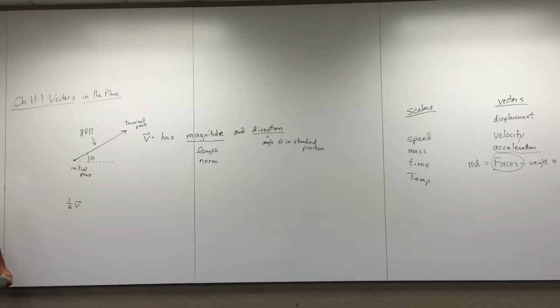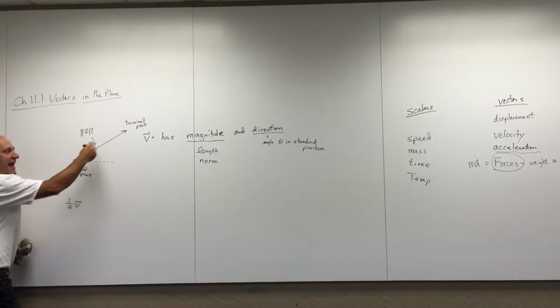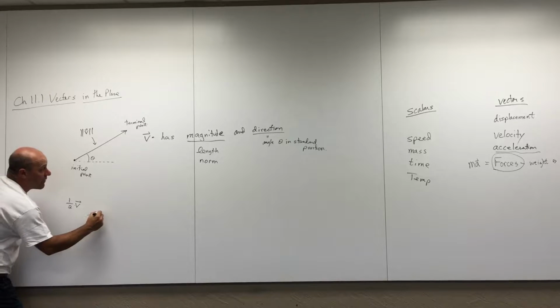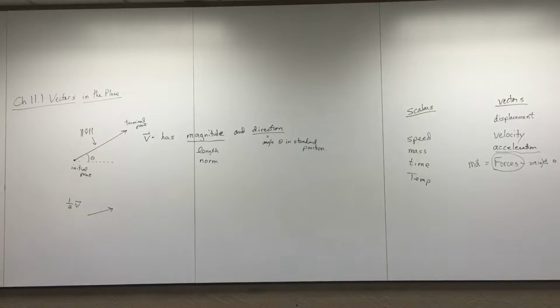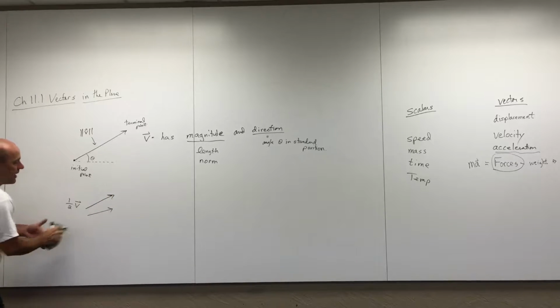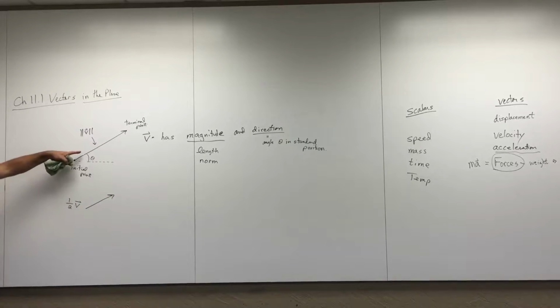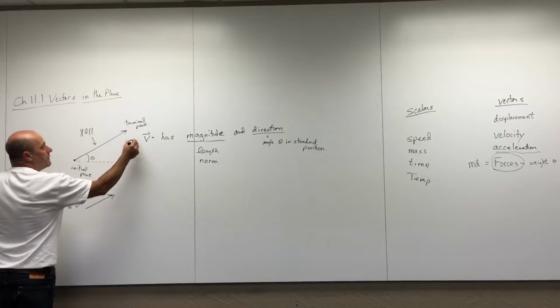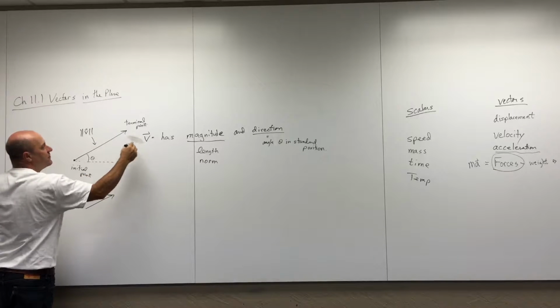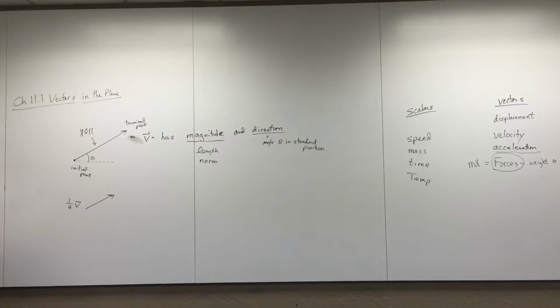Actually, we don't change the angle at all. It's the same vector, same angle, but half the magnitude. So I would draw a parallel vector and make it half its length. If that's v, then this is half of v. Too many arrows aren't good. When you're studying vectors, don't draw arrows.